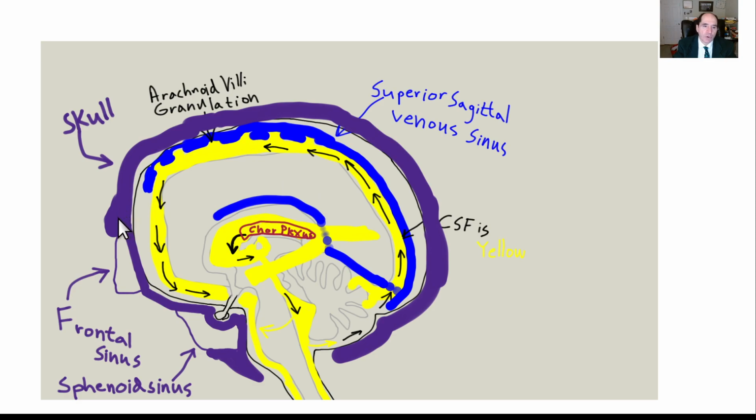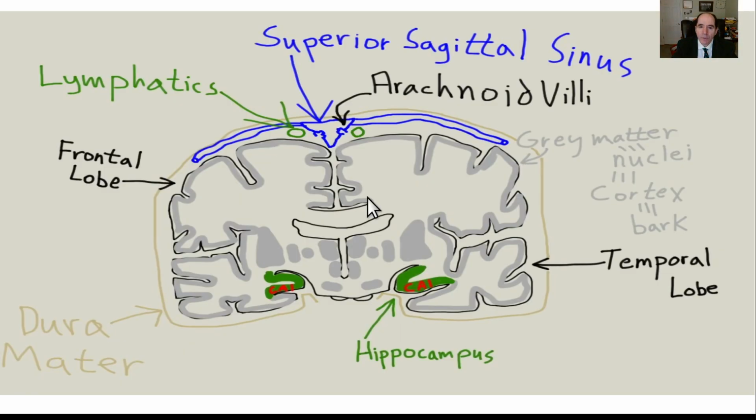Now the purple stuff is the skull here, so I'm kind of showing you how it all wraps around. Cerebral spinal fluid flows around the brain. It actually goes down and flows around the spinal cord as well. And the brain does have lymphatics in the dura mater, the hard part of the meninges on the outer coating of the brain, and they drain into the neck. But there's no lymphatic tissue in the brain parenchyma itself.